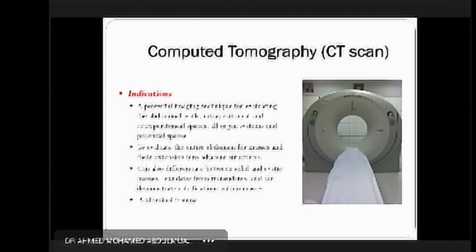So it is the best to show the masses, and we can make out whether the mass is localized within that organ or already invading the adjacent structures, and is there any distant metastasis to the lymph nodes, to the liver, to other organs, to the bones. We can see it in the CT scan. So CT is the best to show the tumor as well as to stage the tumor and to plan your further management, whether chemotherapy, radiotherapy, local excision. Okay, so all depends on the staging by CT scan with contrast.